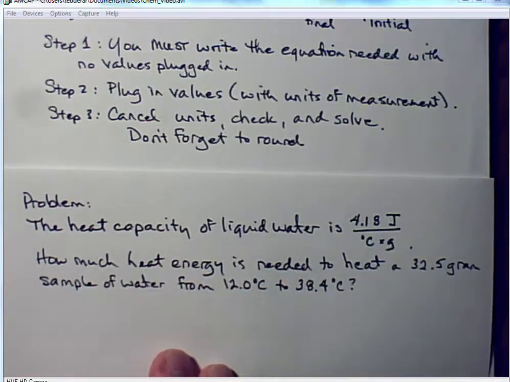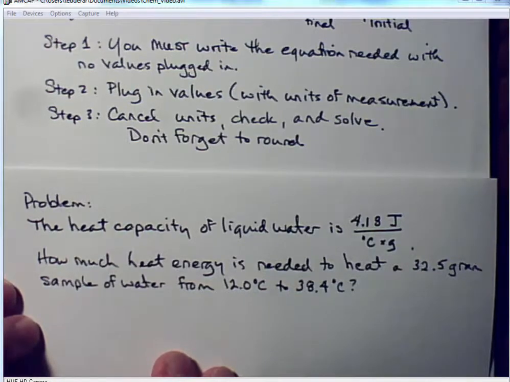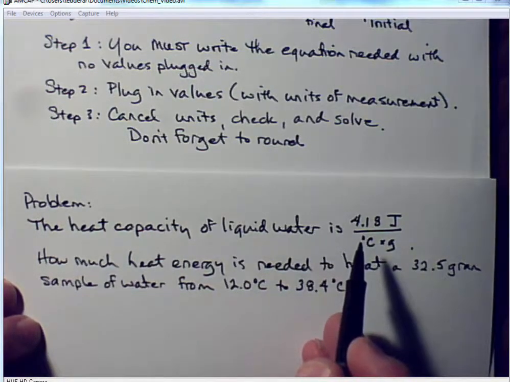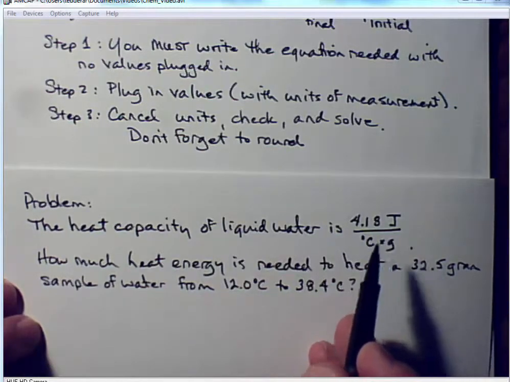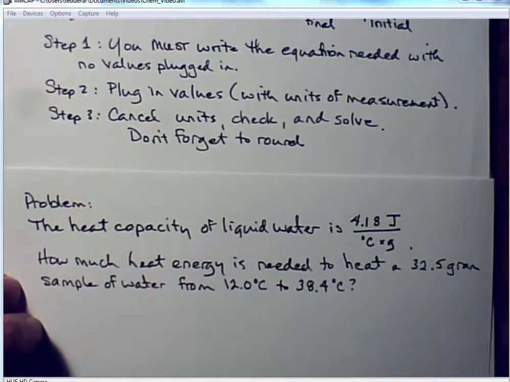Okay. Yes. Is that a 1 in front of the C? Or is that a 1? Here, yeah. What is all of that? 4.18 joules per degree C per gram. Oh, that's degree C. Okay.